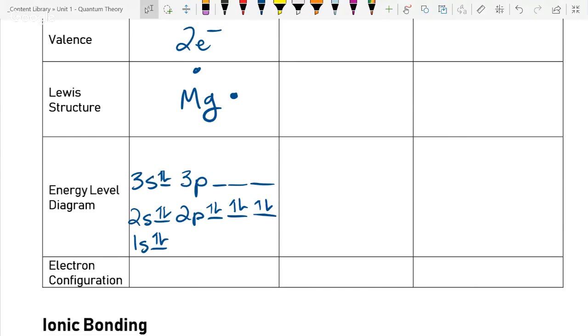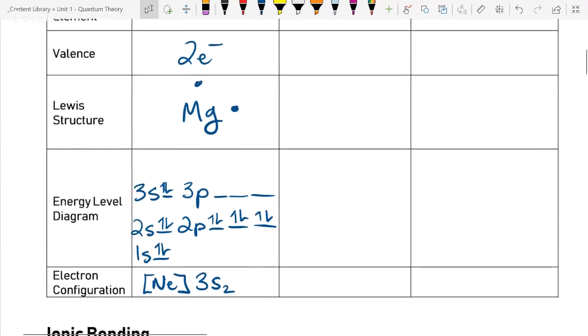And how would I write a short electron configuration for magnesium? Yeah, the shorthand for it. I don't want to write the whole thing. Do you know the symbol for neon, which is Ne? Okay, so I'd say neon, and then you just put 3s, and how many are in the 3s? Very good. So that would be the electron configuration for magnesium.